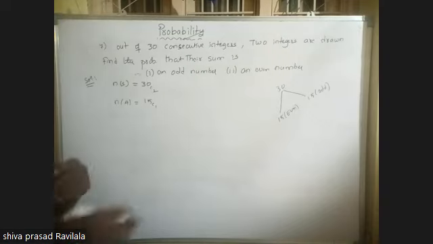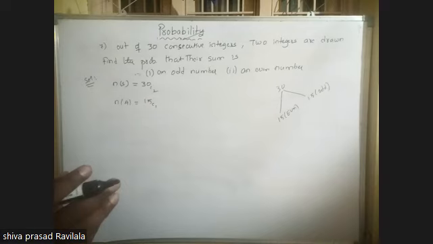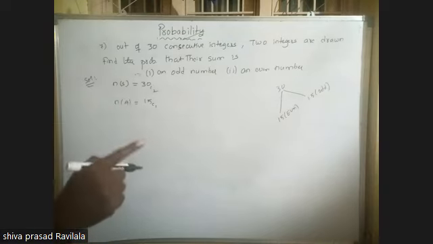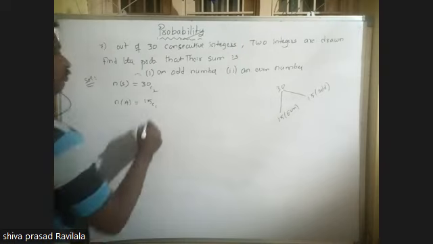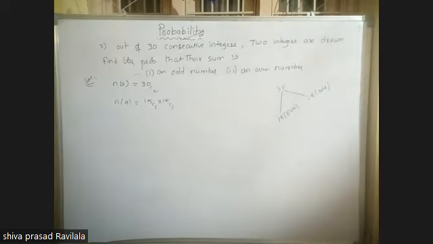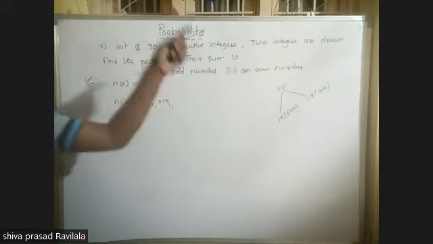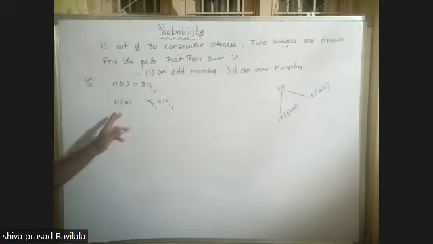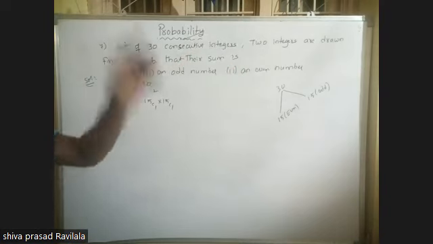And here observe the condition. We use the condition "and". "And" means multiplication, "or" means plus. So 15C1 into 15C1: one from even and one from odd, one from 15 even and one from 15 odd. Therefore, n(A) is equal to 15C1 into 15C1.